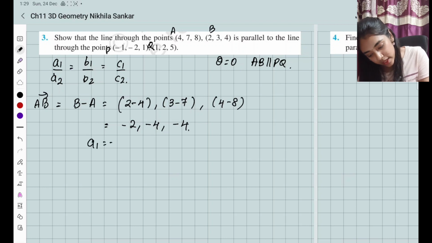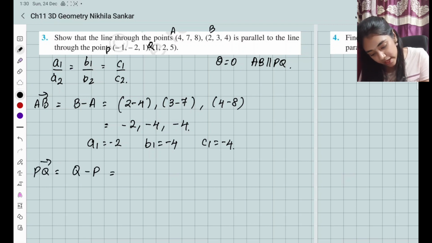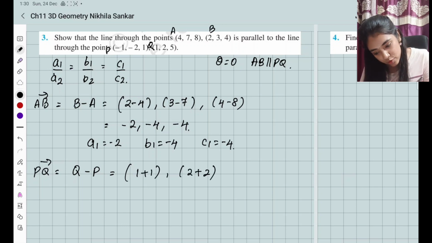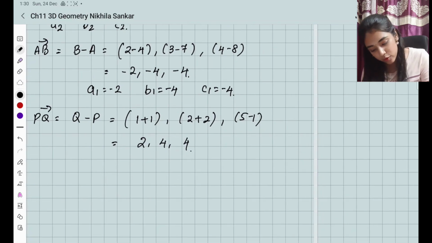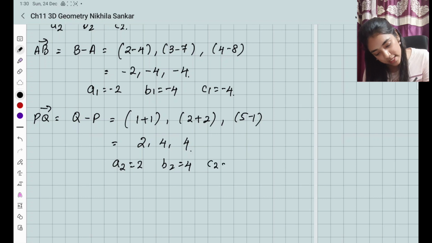So what is A1? Minus 2. B1 equals minus 4 and C1 equals minus 4. In the same way, for PQ, I can write this as Q minus P. I'll write the coordinates directly. So 1 minus of minus 1, plus 1, 2 minus of minus 2, which is plus 2, 5 minus 1. This is going to be 2, 4, 4. So now at this point we need to check the ratios. So this is going to be A2 equals 2, B2 equals 4 and C2 equals 4.